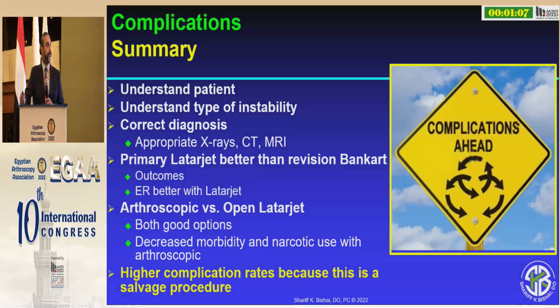So in summary, I want you to understand the patients, the type of instability, and have the correct diagnosis. Again, remember, primary Latarjet is better than revision Bankart. Arthroscopic versus open, the debate is still ongoing, but I think in the future, as we've seen with rotator cuff, mini open has gone away and it's arthroscopic now. I think we'll see the same thing with bony instability. And again, remember, this is higher complication rates because of the salvage procedure.